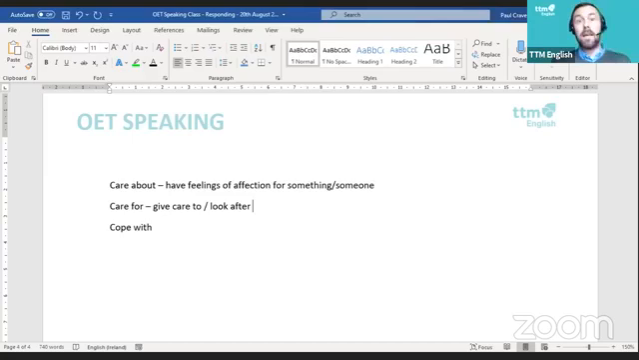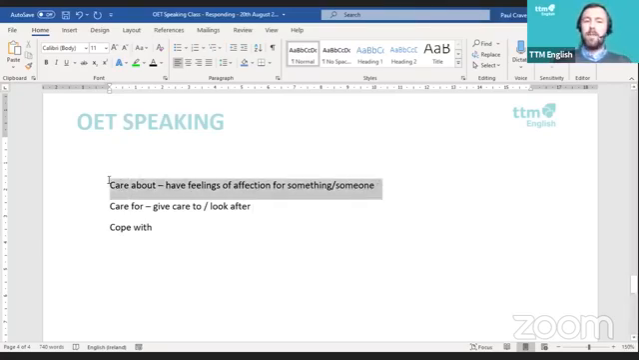And then you see something like look for. Okay, well, where's my red pen? I'm looking for my pen. I'm looking for it. So loads of phrasal verbs, really useful in English, but I don't want to see cope up. Okay, no cope up. Cope with, care for, care about.